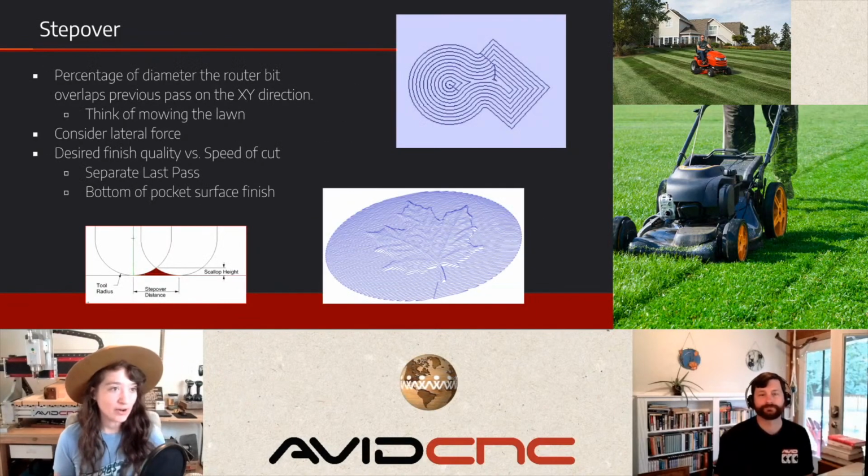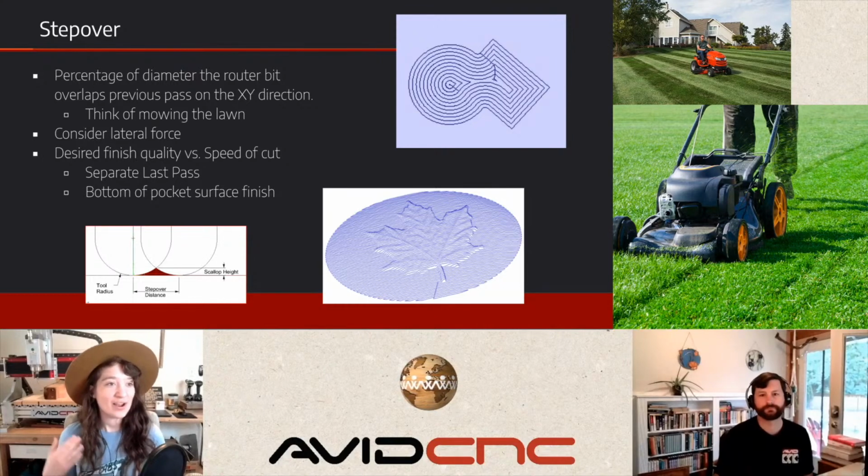So step over next is when we're going to be doing a pocket or clearing, if we're doing a 3D engraving or something like that. I like to think about this like mowing the lawn, and it's the percentage of the diameter the router bit overlaps its previous toolpath in the X and Y direction. So we really want to think about how to fully utilize the geometry of the tool that we have selected.